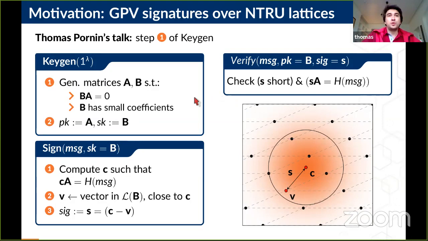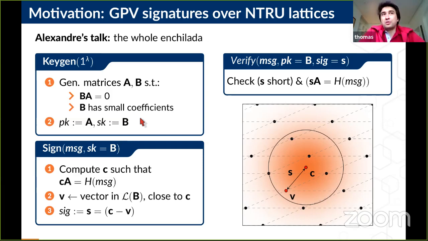Then the talk of Thomas Pornin will be on step 1, keygen. So how to generate, more precisely, the special form: generating the basis of an NTRU lattice. And finally, Alexandre's talk will be a bit more global, because he will talk about what happens with NTRU lattices and module NTRU lattices, so he is going to have a more global view and talk about the whole enchilada.